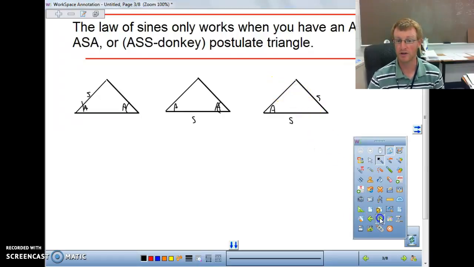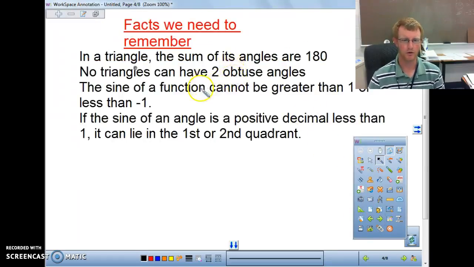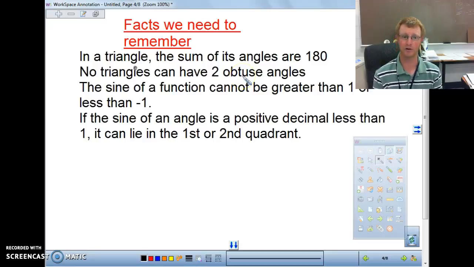So here are some things that we need to remember about our triangles. First of all, in a triangle, the sum of its angles is 180 degrees. This will become important and you'll understand why. No triangle can have two obtuse angles. Of course, if you have two angles that are obtuse, that means they're greater than 90 degrees. That means you'd have a triangle with more than 180 degrees, which is not possible.